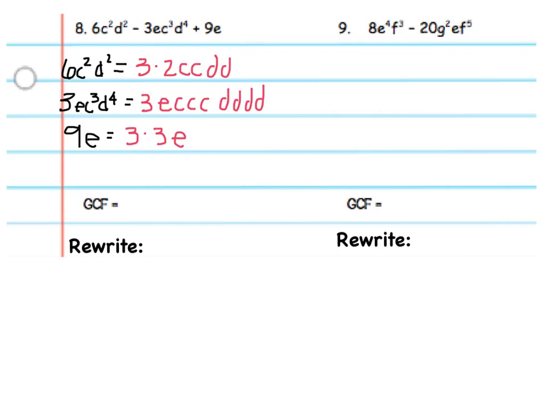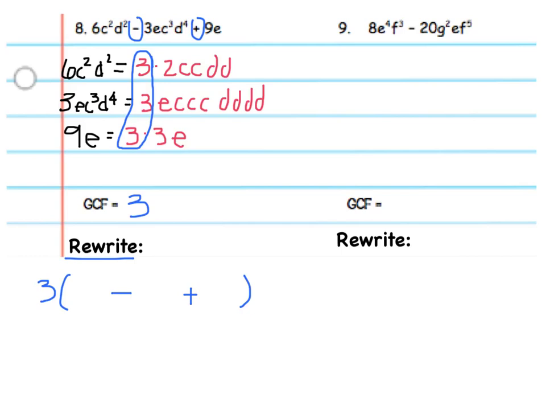So what do they all have in common? They have the number 3 in common. And what do you know? That's it. That's all they have in common. So 3 is their GCF. 3 goes for the rewrite on the outside of the parentheses. I'll have a minus and a plus sign on the inside.